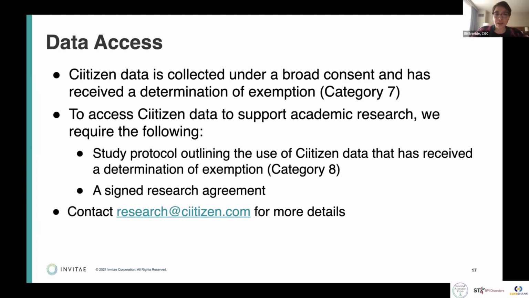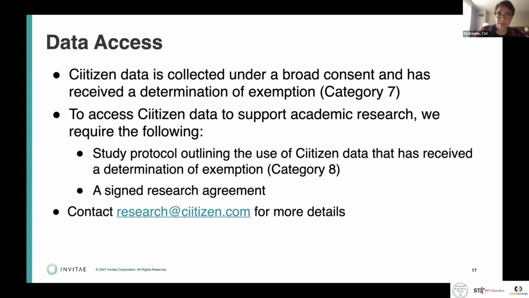And so in order to access Ciitizen data to support academic research, we simply require the following: a study protocol outlining the use of Ciitizen data that has achieved a determination of exemption through Category 8, which we are happy to assist with, as well as a signed research agreement. And if you have any further questions, feel free to reach out to research@ciitizen.com and we'll be happy to support you.